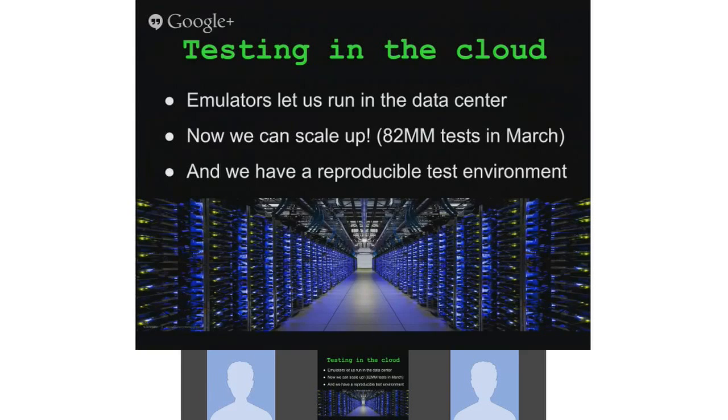Can somebody tell me how many seconds are there in the month of March? There's 2.6 million seconds in March. And we managed to run about 82 million tests in March, so we can scale pretty well. We also have a reproducible test environment. We start fresh emulators which are in a clean state, so there's nothing to contaminate from the previous run, and we have a fully controlled test environment.